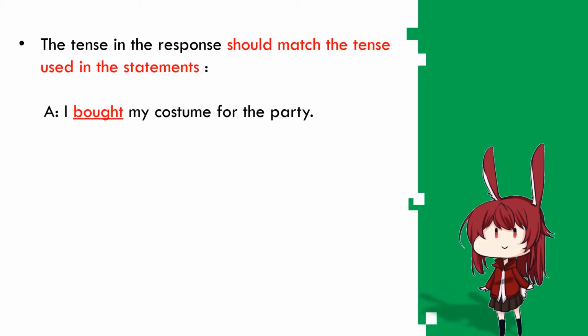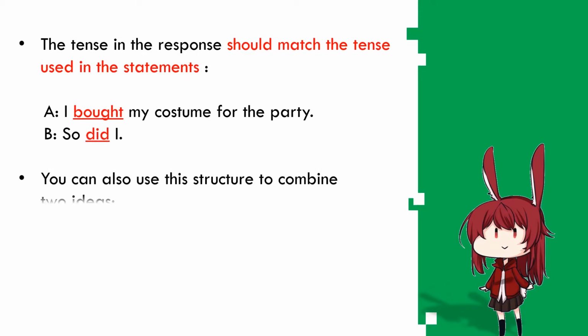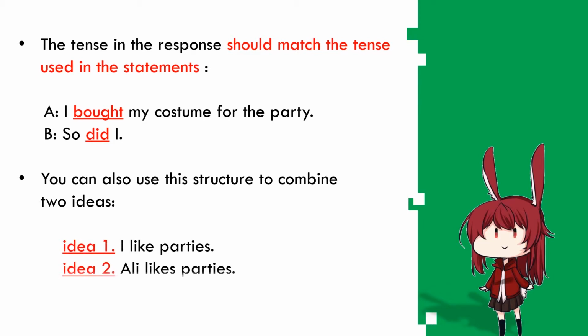A: I bought my costume for the party. B: So did I. You can also use this structure to combine two ideas. Idea 1: I like parties. Idea 2: Ellie likes parties. I like parties and so does Ellie.